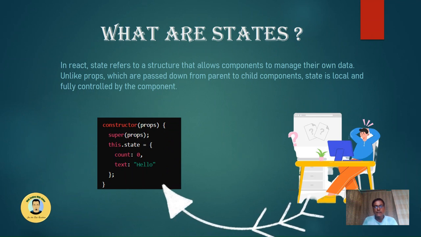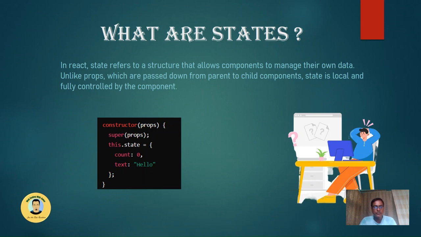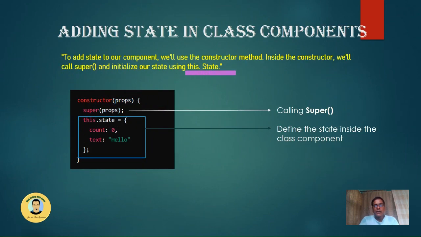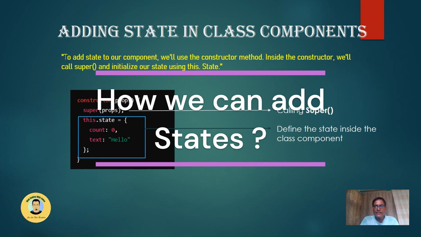As you can see in the slide, I have declared a constructor with props, and inside the constructor I have declared a number of things. You can see here a super constructor, and thereafter this.state, where count and text will hold their values as you can add inside this state. Now I'm going to tell you how we can add state in our class component.